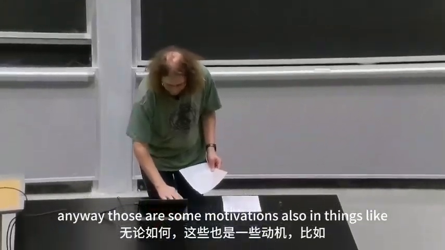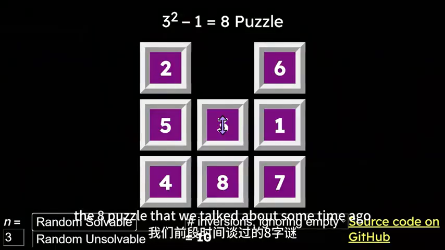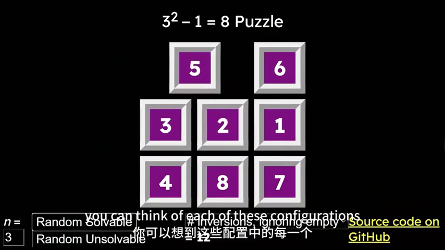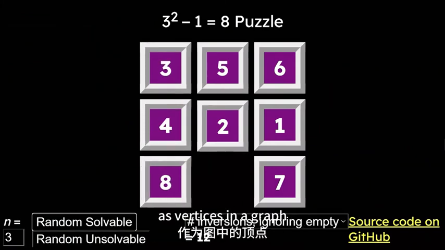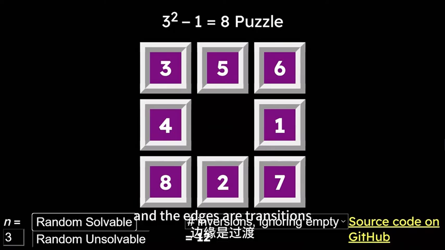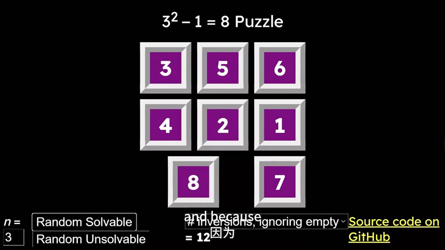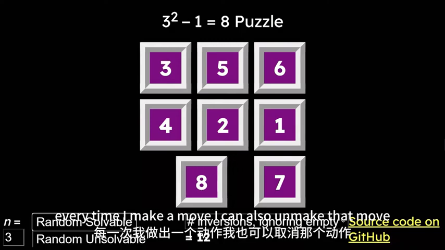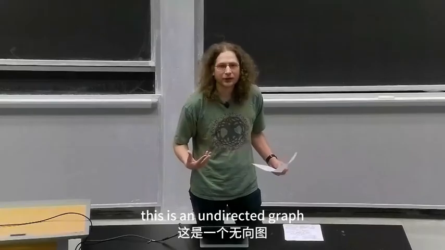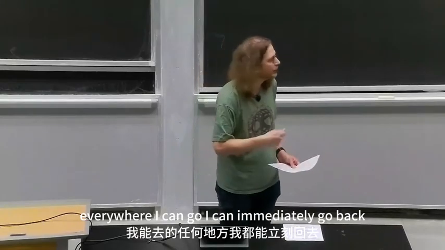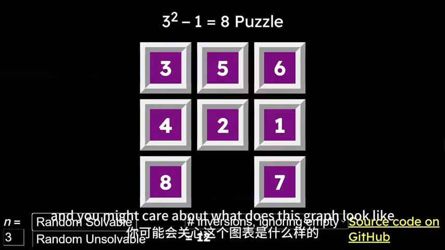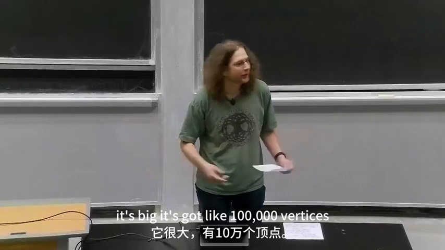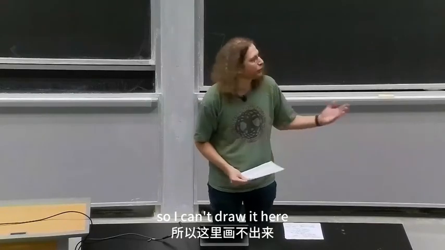Also in things like the 8 puzzle that we talked about some time ago, you can think of each of these configurations as vertices in a graph, and the edges are transitions. And because every time I make a move, I can also unmake that move, this is an undirected graph, right? Everywhere I can go, I can immediately go back. And you might care about what this graph looks like. It's big. It's got like 100,000 vertices, so I can't draw it here.